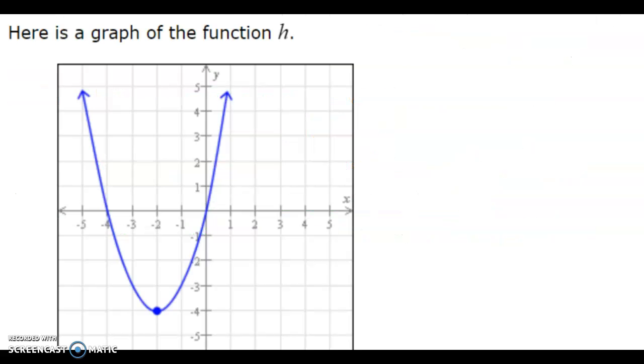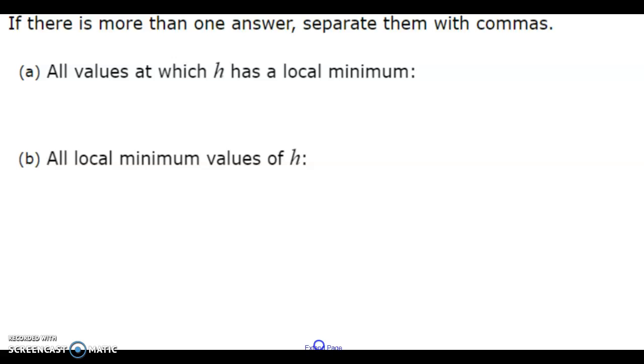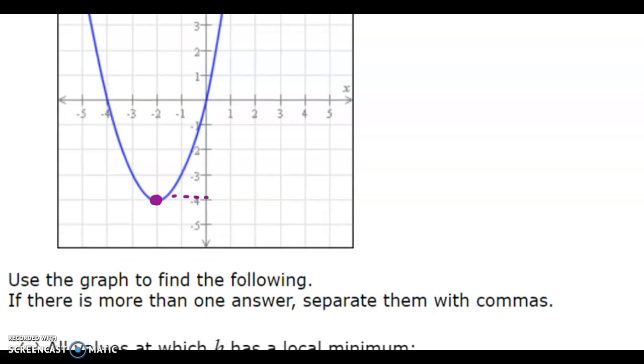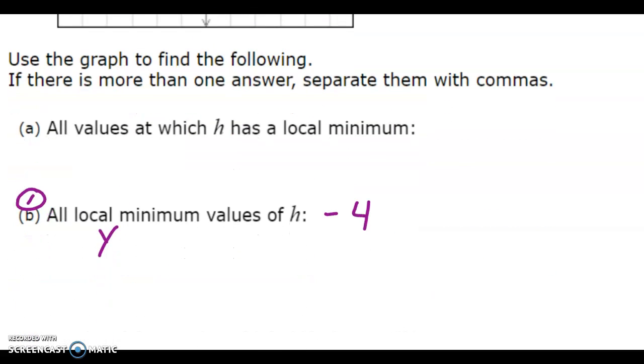So last example, same thing. If I were you, they changed the order of these questions. I would always answer what the actual minimum values are first. So all the local minimum values of h, this is your y value. So what is the actual minimum here? -4. So the actual low value for how high or low that's going is at -4. So the actual minimum value is -4.